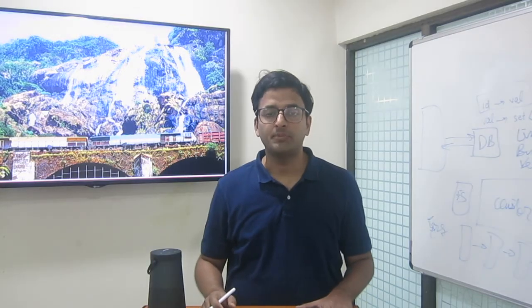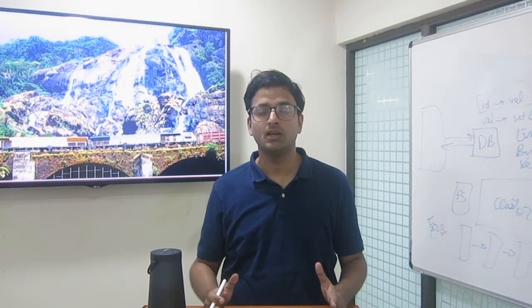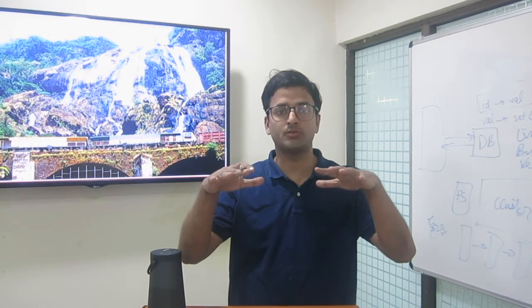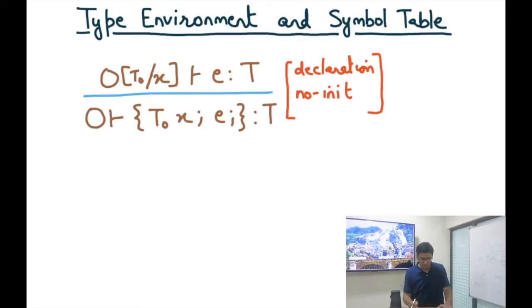We've discussed how type checking involves a traversal of the abstract syntax tree, where the environment is passed from top to bottom and the types are passed from bottom to top. So, for example, here is a rule which says that if it is true that in the environment O, if it is updated with a mapping from X to T0, then E has type T, then in the environment O, this whole expression with the scope and the declaration and E evaluates to capital T.